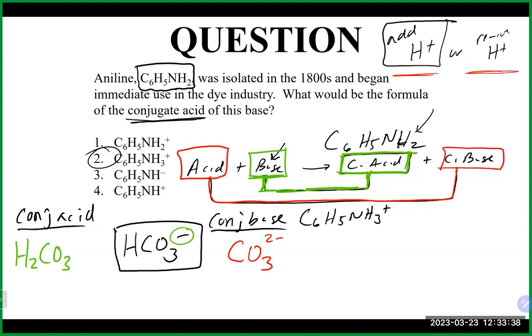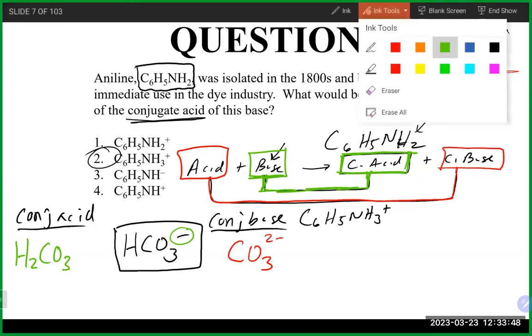Again, in a lot of questions, they won't tell you it's an acid or base. You have to think about it backwards to determine it. And you can just use the basic Bronsted-Lowry definition of an acid and base.